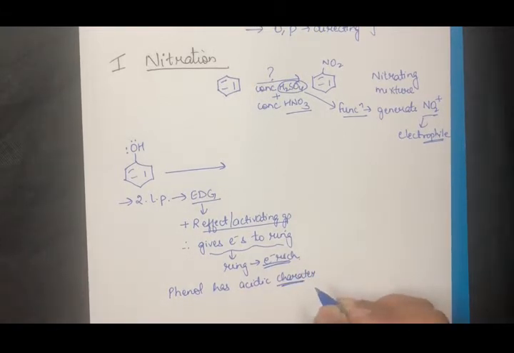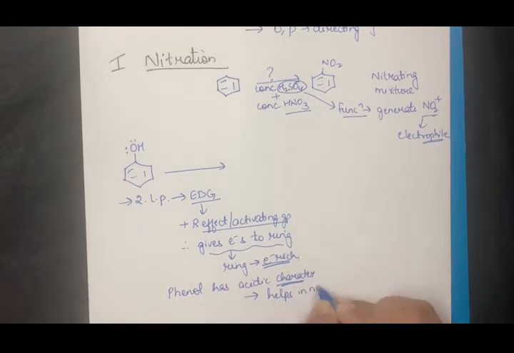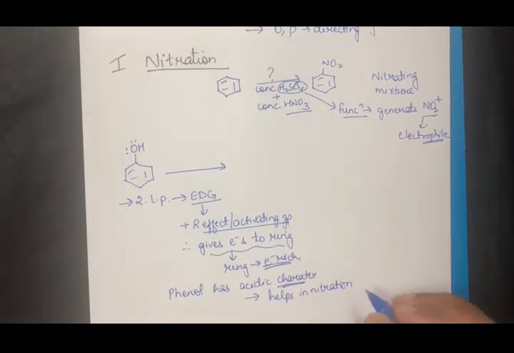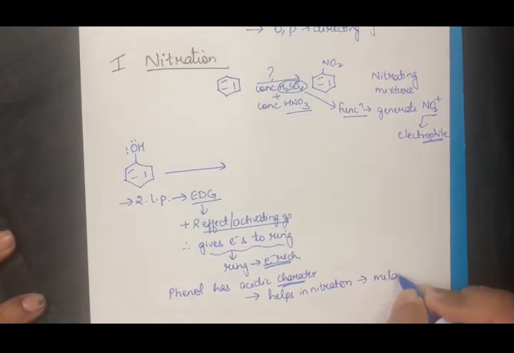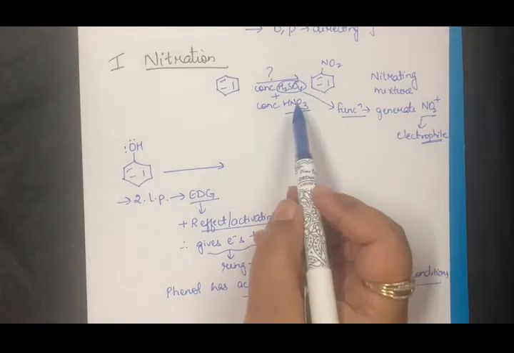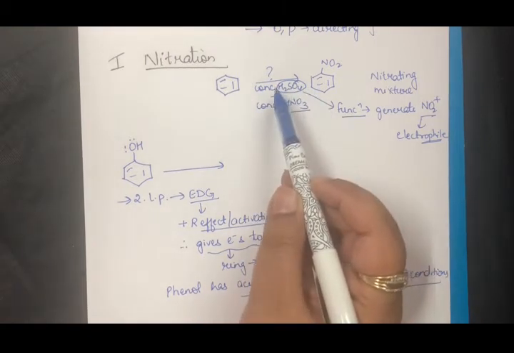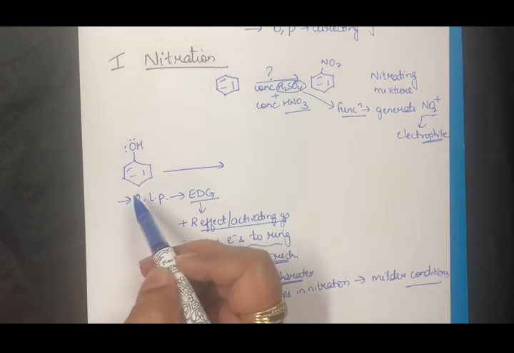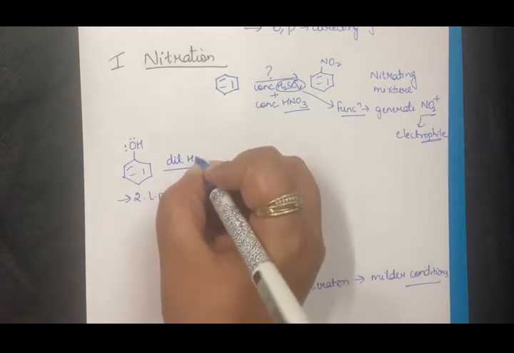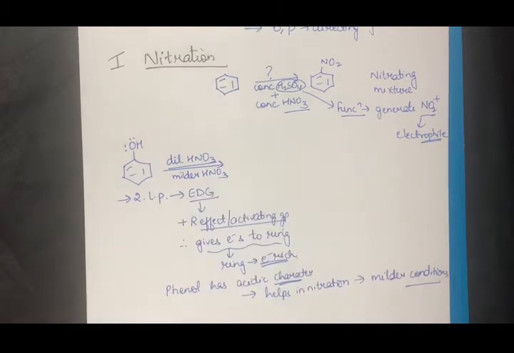So when phenol is already acidic, it helps in nitration automatically. Since it is already acidic, it will help in the nitration even in milder conditions. What do you mean by milder conditions? When you were using 2 concentrated acids, the conditions were very strong. It was strongly acidic. Now when the reactant is already acidic itself, the nitration can be done under mild conditions also. So if I use dilute HNO3, I can say I am using the milder conditions.